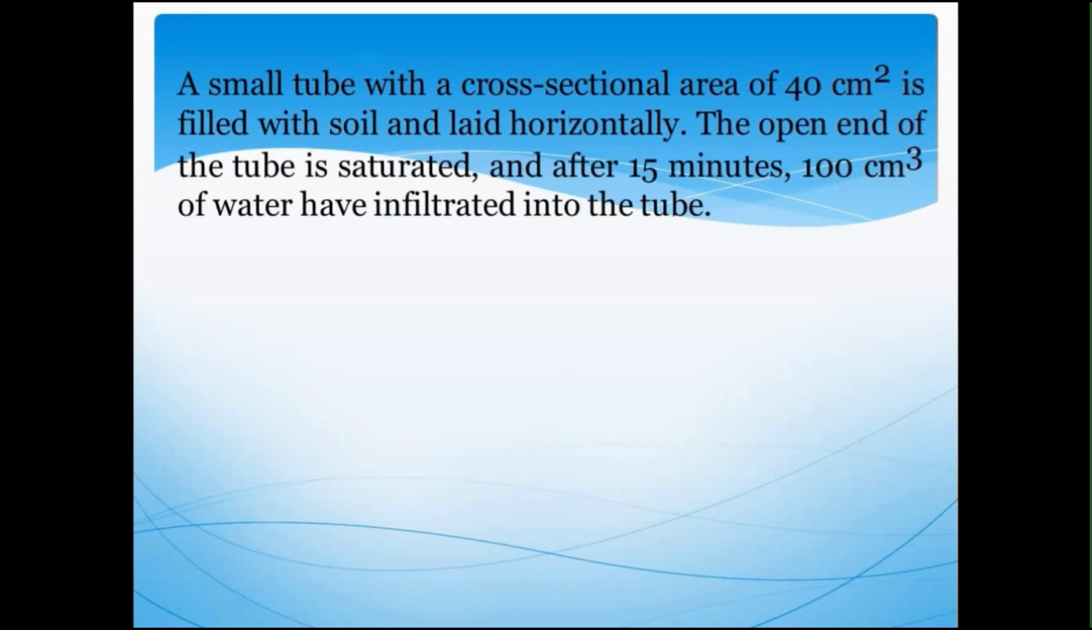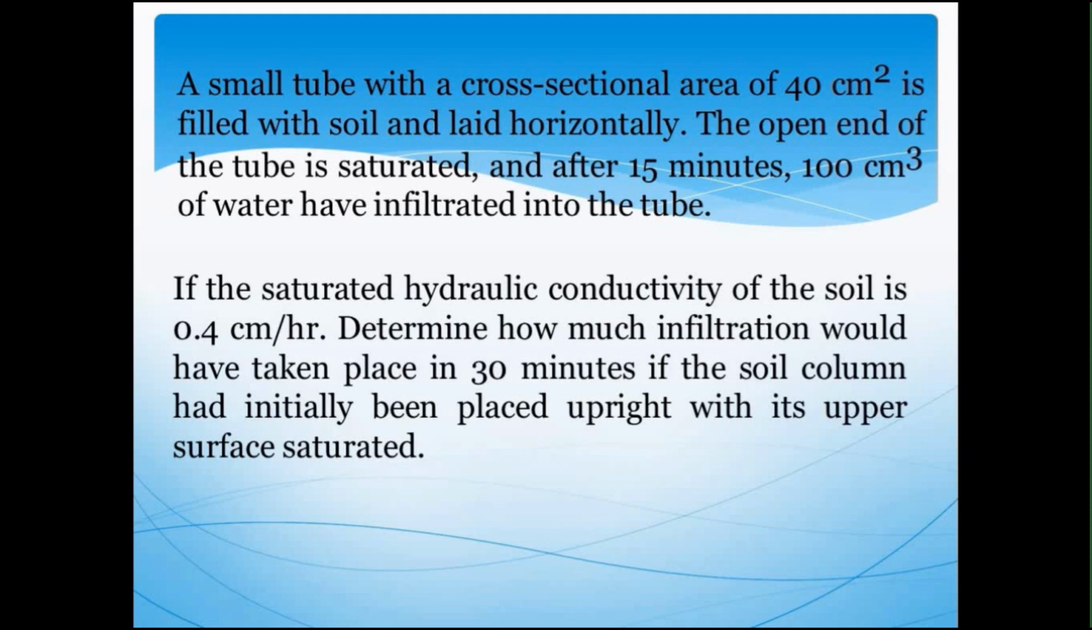Now we'll have our example. A small tube with a cross-sectional area of 40 square centimeters is filled with soil and laid horizontally. The open end of the tube is saturated, and after 15 minutes, 100 cubic centimeters of water have infiltrated into the tube. If the saturated hydraulic conductivity of the soil is 0.4 centimeter per hour, determine how much infiltration would have taken place in 30 minutes if the soil column had initially been placed upright with its upper surface saturated.